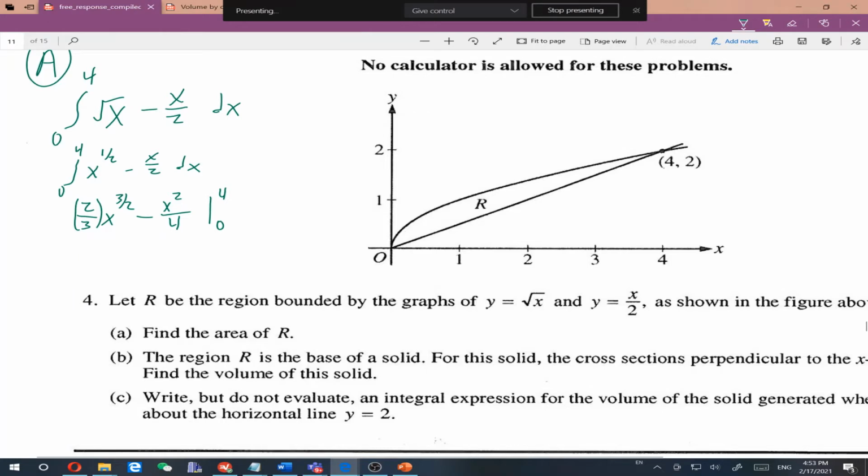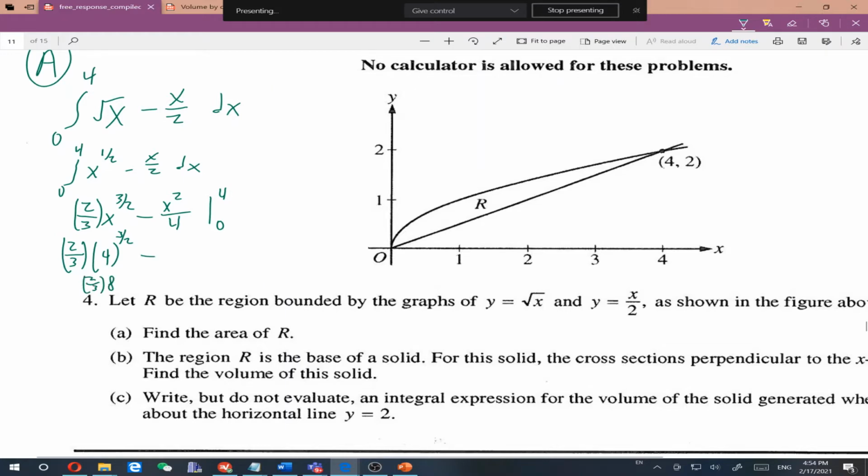Then it will be the square root of 32. The way I like to do these is I'll do the bottom part of the fraction first. If you take the square root of 4, what do I get? 2. And then cube it? 8. So this is really 2/3 times 8.